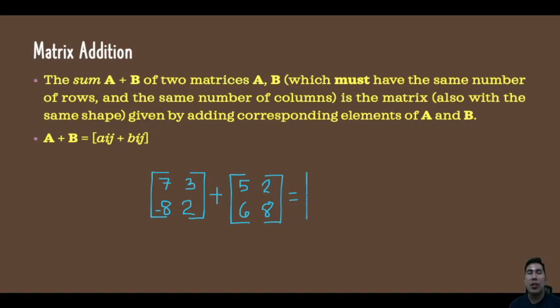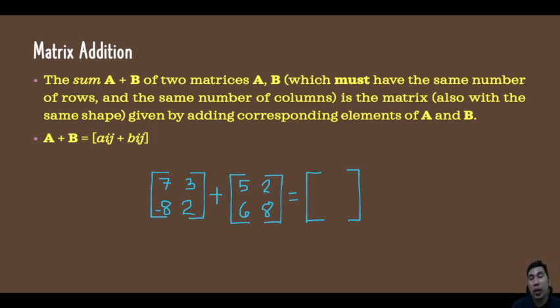So matrix addition, if you have two or more matrices, let's say A and B, in order for us to add the two matrices, these two matrices must have the same number of rows, and they must also have the same number of columns, although the containing elements are not the same. So let's say we have two matrices. For A, the elements are 7, 3, negative 8 and 2. And then we have another matrix, 5 and 2, and then 6 and 8 for B.